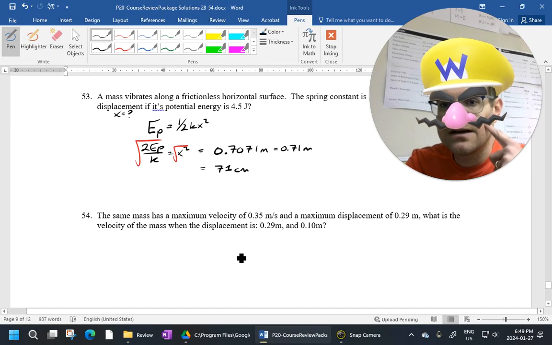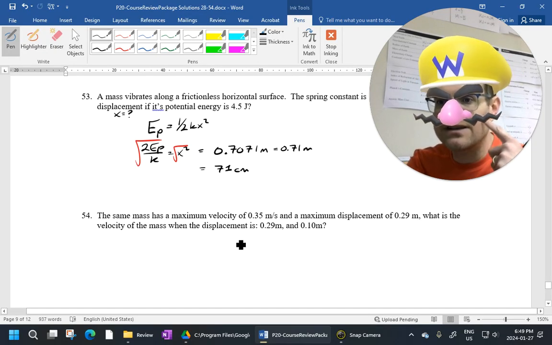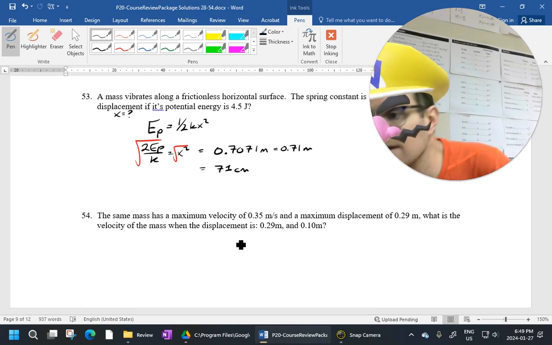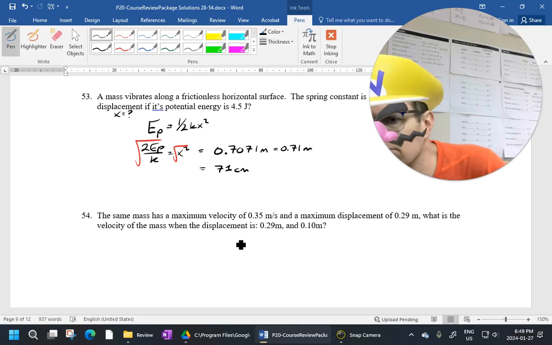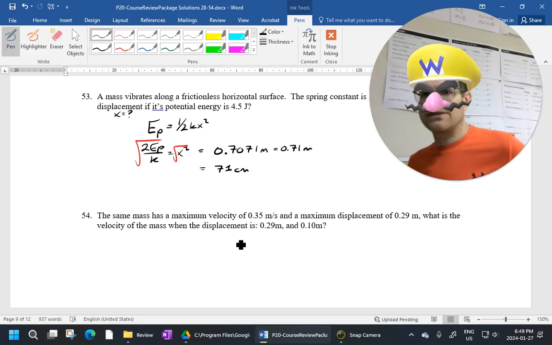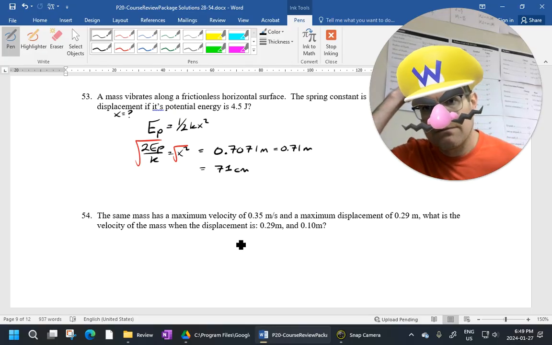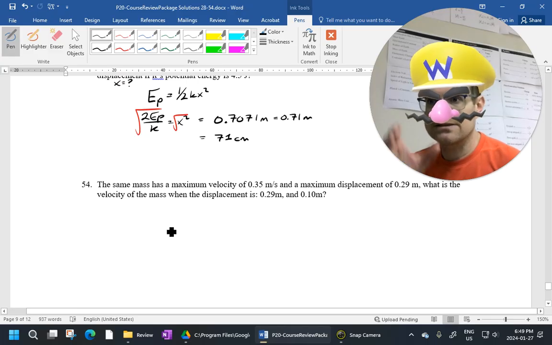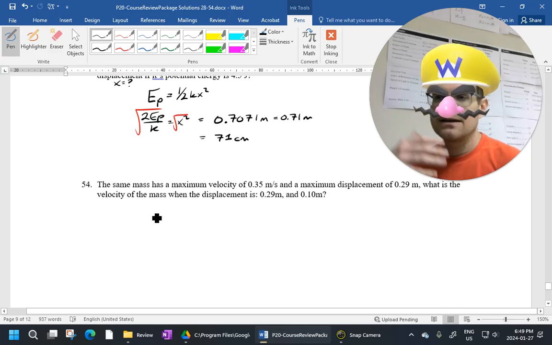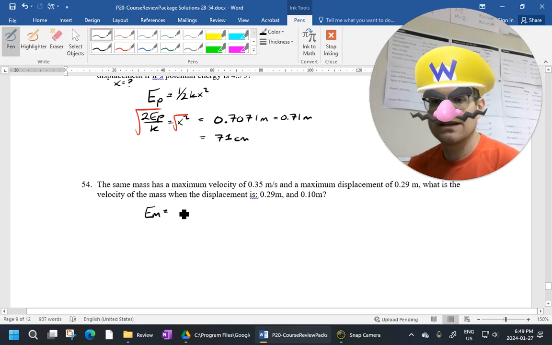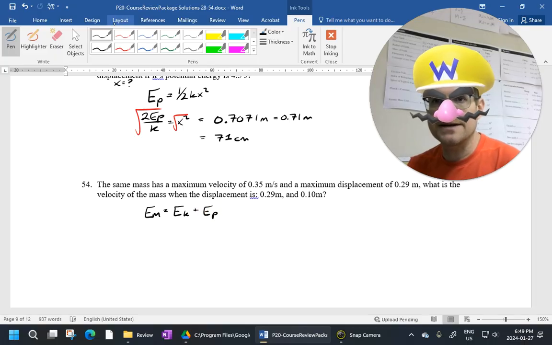I'll do that. The same mass has a max velocity of this and a maximum displacement of this. What is the velocity at the maximum displacement? That's a weird question. It's a maximum velocity, so that means that's how much EK there is when there's 0 EP. Remember, the mechanical energy of a system, the sum of all the energy in the system, is going to be a mix of EK and EP.